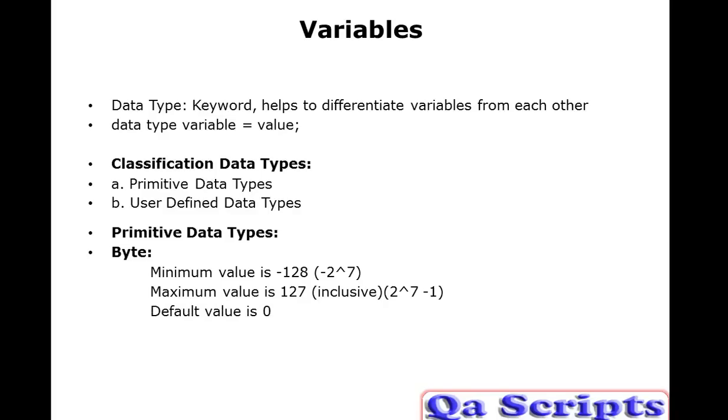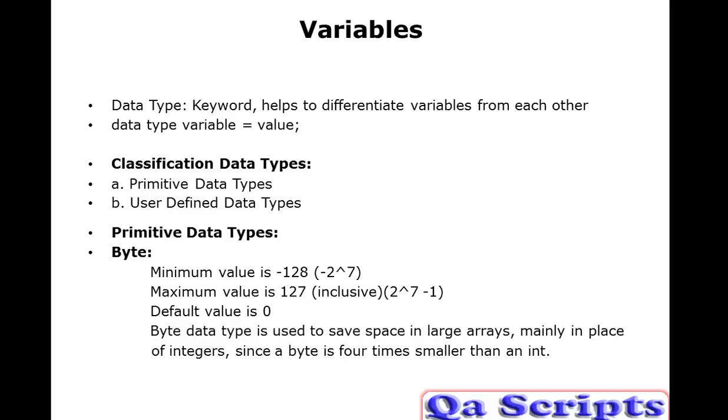The default value of byte is 0. Byte data type is used to save space in large arrays, mainly in place of integers, since a byte is 4 times smaller than an int. Okay, there is another data type called int.